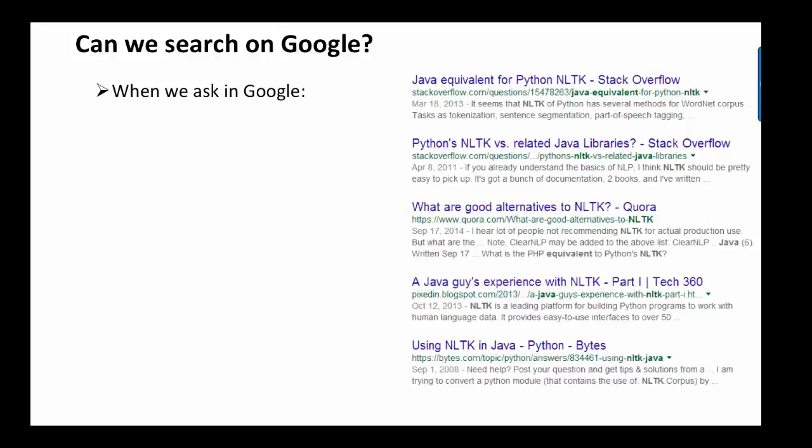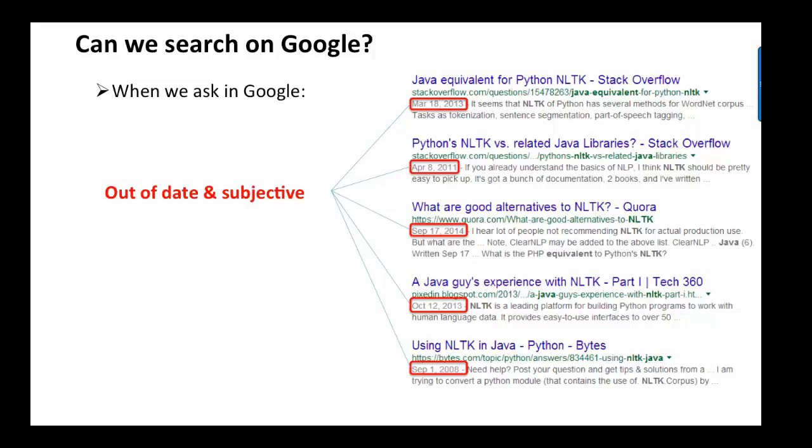When we ask the example question in Google, these are the top 5 results coming from Google. Two of them are from StackOverflow, one from Quora, the other two come from personal blogs. However, there is a problem. We can see we sent the query in 2016, however all results are more than 2 years old. So these results are out of date, and as these answers come from personal opinions, it is very possible they are subjective.